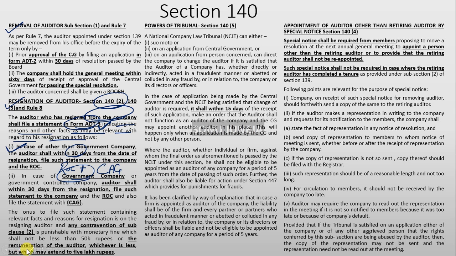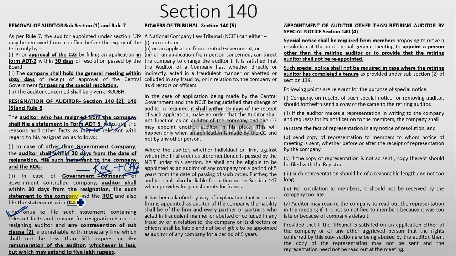So there's a very thin difference between the two. So resignation in a format of ADT 3. In case of other than government company, 30 days intimation to ROC, whereas in the case of government company, the intimation has to be given to CAG, that is Comptroller Auditor General of India, as well as the registrar.